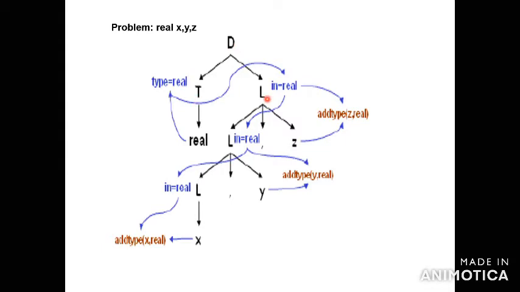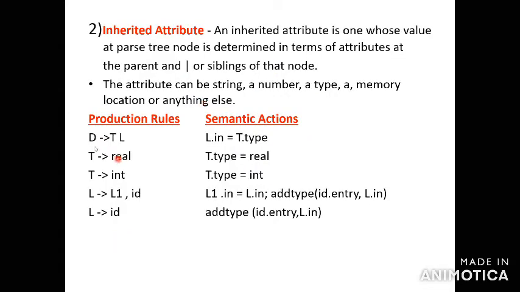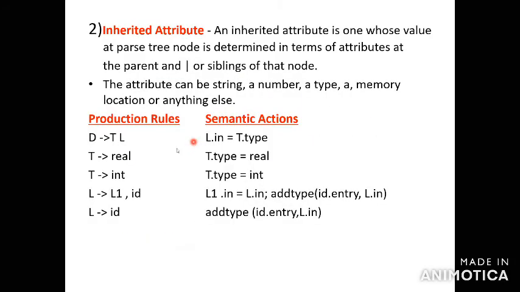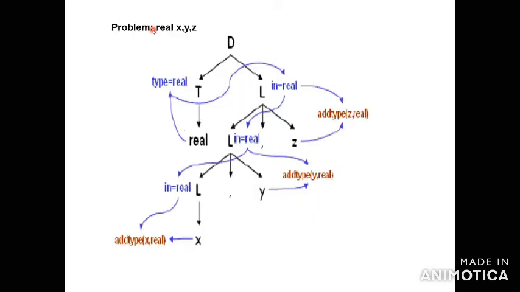D tends to TL. So what is the problem here? Real x, y, z. D tends to TL, so T can be either. Next, check T tends to real or integer. But in that problem, we are indicating real only. So in that problem, indicate real of x, y, z. So here T can be changed to real.